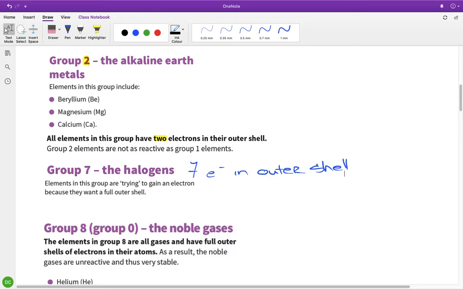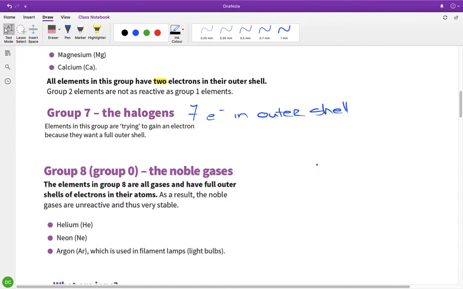In this case, rather than lose an electron, which is what the group 1s are trying to do, the group 7s are actually trying to gain an electron. So that's why the group 1s and the group 7s are very compatible. Put them together and they will react, because the group 1s will give the electron away and the group 7s are happy to take that electron, and that would leave both of them with a full outer shell.